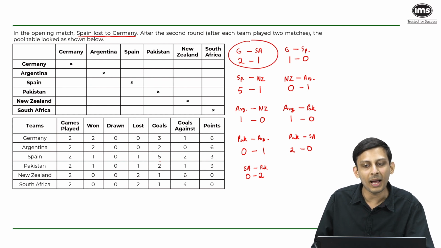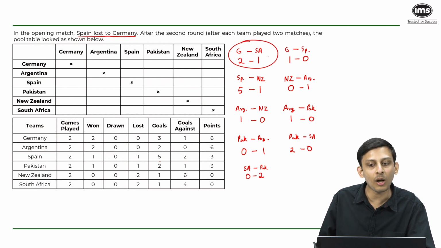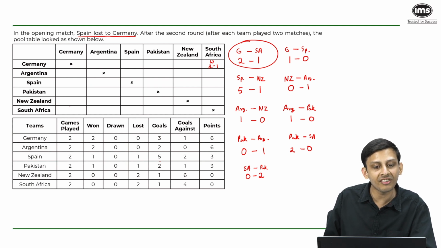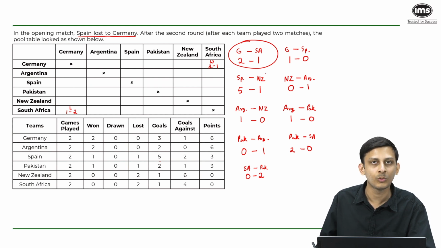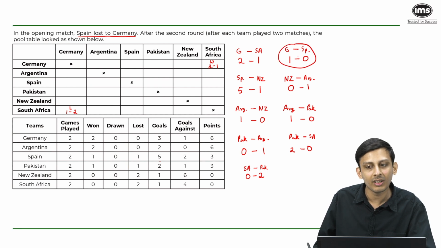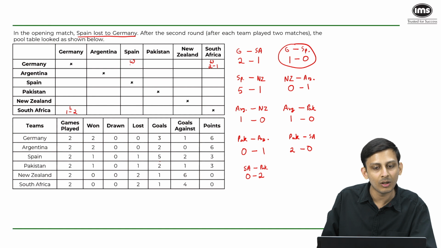Starting with this match, Germany won against South Africa, W for 1, and it won 2-1. Now, this also means from South Africa's perspective that South Africa lost this match against Germany, and South Africa lost 1-2. This is what I mean by the double entry system. Now, we have this match. Germany won against Spain 1-0. So, Germany won 1-0 against Spain, and therefore Spain lost against Germany 0-1.